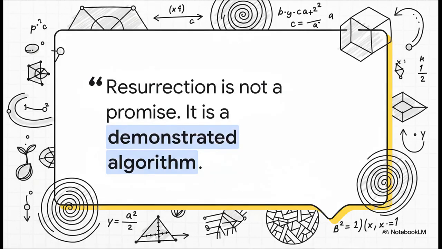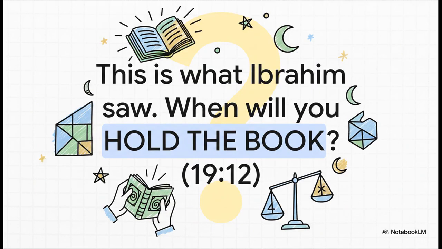And all of this leads to the ultimate takeaway from this whole mathematical decoding, that in this framework, resurrection isn't simply a promise to be believed, it is a demonstrated algorithm. This is the kind of certainty Ibrāhīm witnessed. A universe governed by divine law that is predictable, stable, and ultimately knowable.